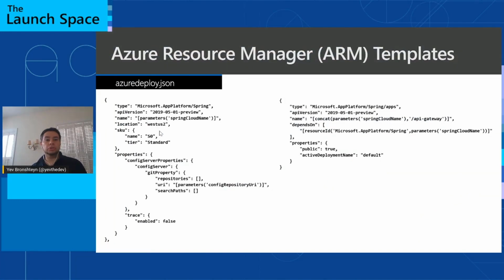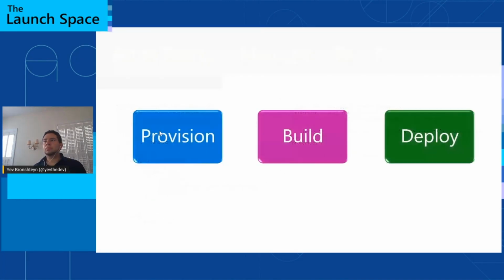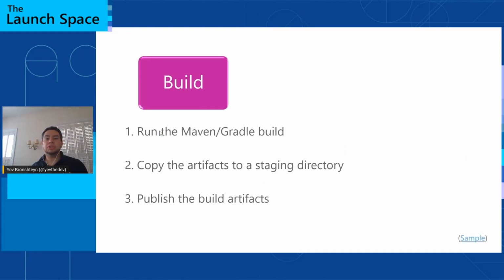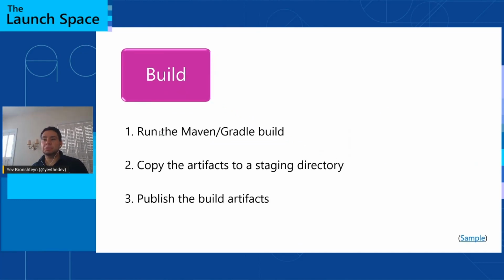And those are the two most common approaches for provisioning your environments reproducibly and consistently with Azure DevOps and Azure Spring Cloud. So now let's talk about how you would build your Azure Spring Cloud application. The build process typically consists of 3 steps that are independent of the environment that you're provisioning or deploying to.